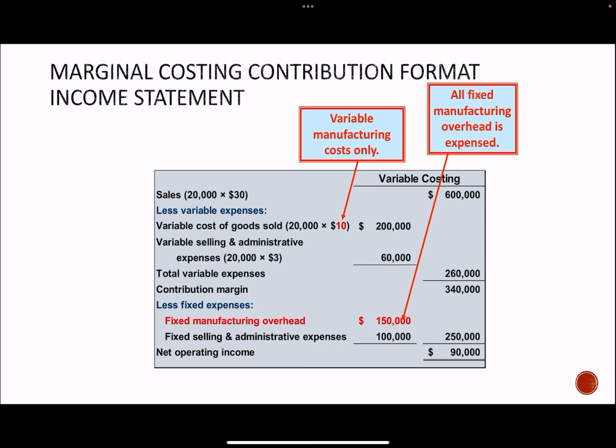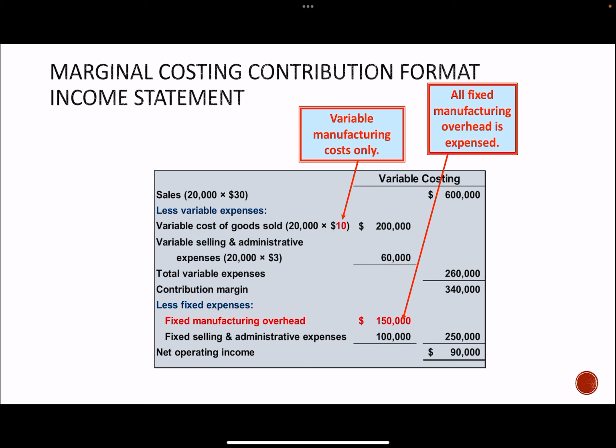let's discuss it together. So income statement, as you know, is very, very simple. You take the sales minus the cost and you get the profit. But let's go into more and more details here. Under marginal costing, we're going to prepare something called a contribution format income statement. So the sales would be the number of units sold multiplied by the selling price, which all of you got correctly, but we're going to deduct only the variable expenses.